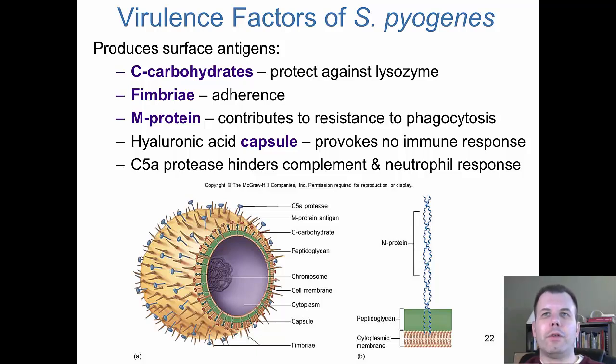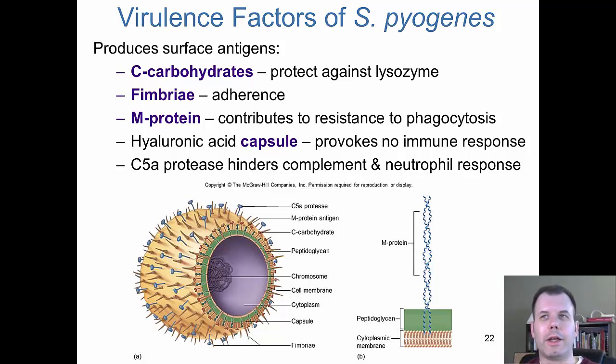Again, it has a number of surface antigens that can cause an immune response, including the C carbohydrates, which protects it against lysozyme. So again, it doesn't get destroyed by saliva because it has this thing that protects it. The fimbriae allow it to stick. It has the M protein, and the M protein is one of those distinguishing characteristics that allow you to identify the different types of strep that are out there. Again, we saw that in that video about strep throat with the clonal selection theory, and the M protein a lot of times is what makes an immune response.